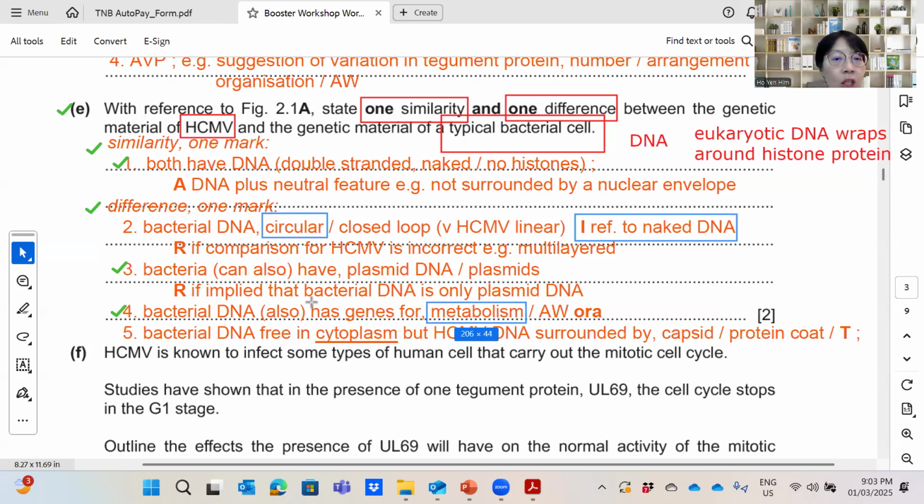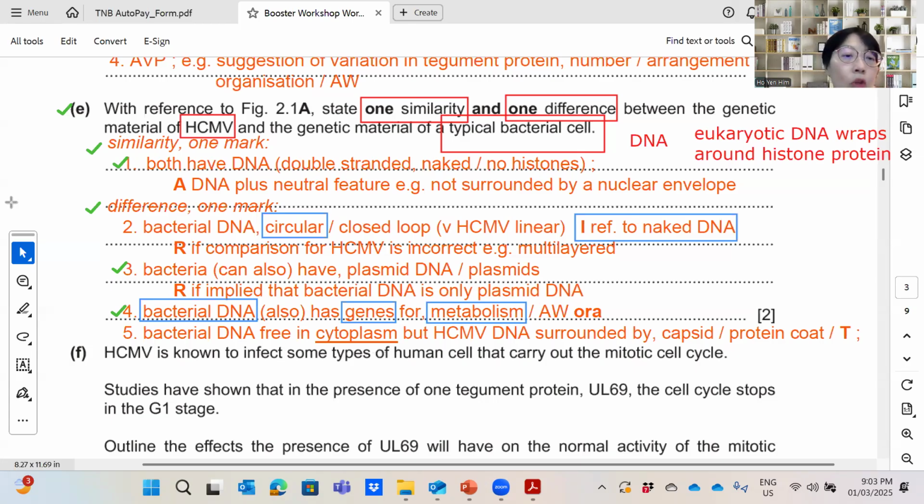That means the gene inside the bacterial DNA allows the bacterium to carry out metabolism. So it codes for enzymes that can catalyze reactions in the bacteria, whereas the viral gene can code for enzyme but cannot carry out metabolism in the virus. It codes for enzyme, or protein, that can only be produced in the whole cell.